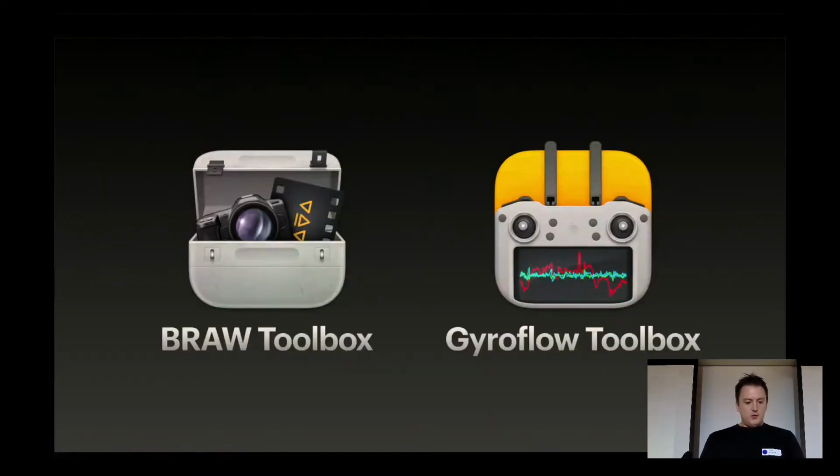And then more recently, I've sort of jumped into the world of making proper Mac apps. So I've released two apps in the last couple of weeks, one called BRAW Toolbox and one called Gyroflow Toolbox. BRAW Toolbox basically allows you to bring Blackmagic RAW footage into Final Cut. For whatever political weird reason, Apple and Blackmagic have never allowed BRAW to come into Final Cut.